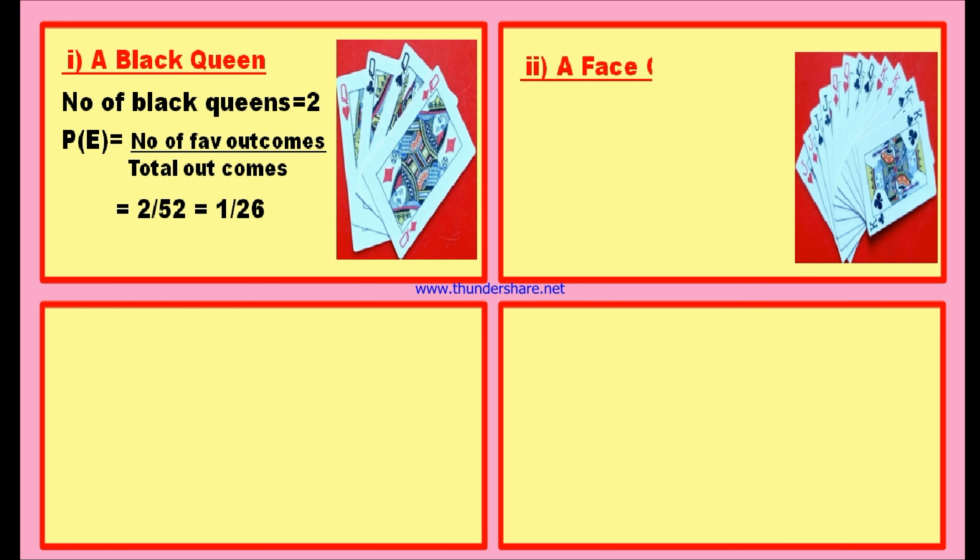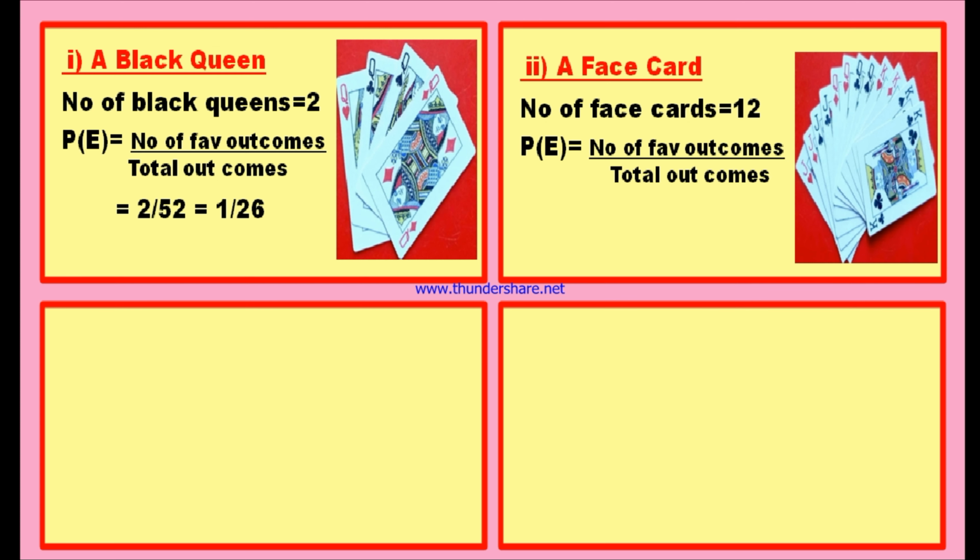And the second bit, I have to find the probability to get a face card. Face card means the cards with figures. You can find 4 jack cards, 4 queen cards and 4 king cards. These 12 cards are called face cards. Therefore, the total number of face cards is equal to 12. And the probability of an event is the number of favorable outcomes by the total number of outcomes. Here the favorable outcomes is 12 and the total number of outcomes is 52. Therefore, the probability is 12 by 52, which is 3 by 13.